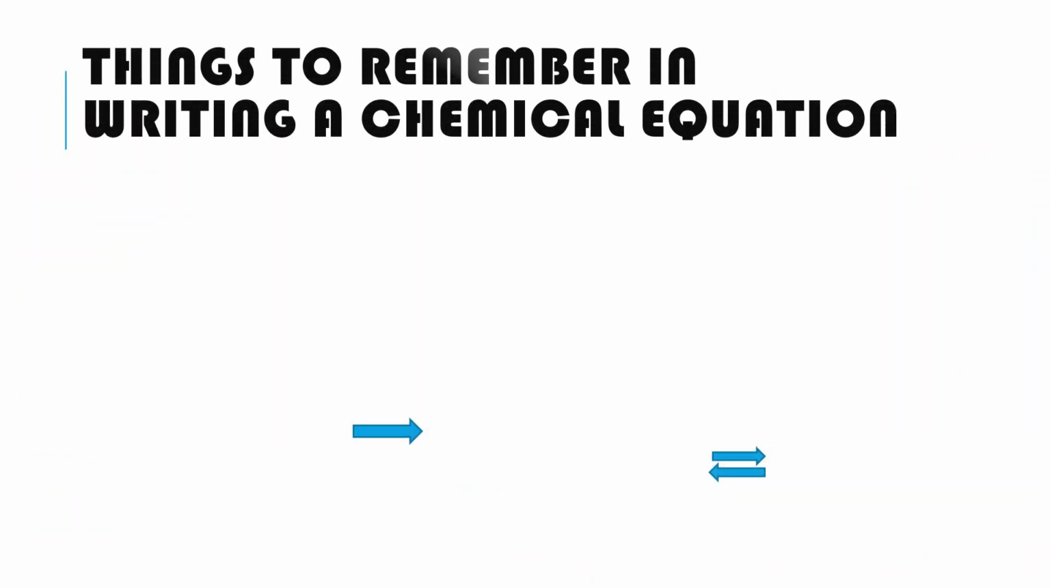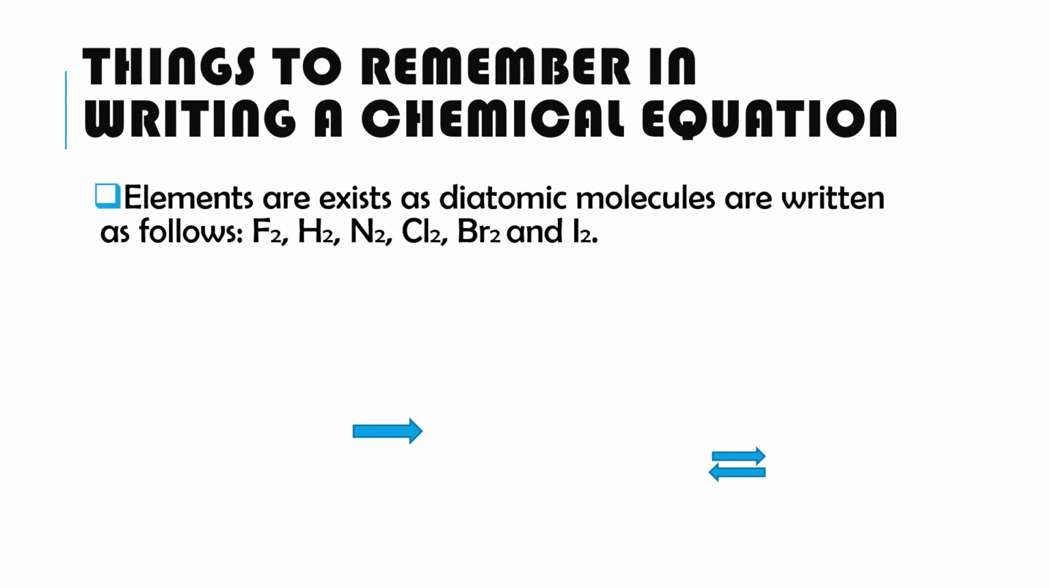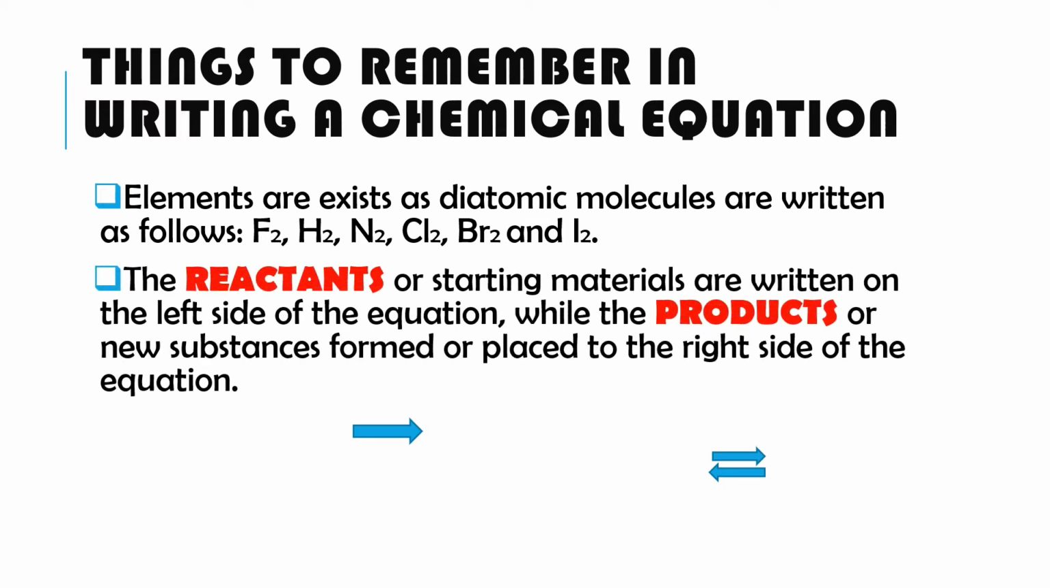Okay, since our topic for today is all about the chemical equation, we're going to identify and recall some things to remember in writing a chemical equation. Number 1, the elements that exist as diatomic molecules are written as follows: F2, H2, N2, Cl2, Br2, and I2. Those are actually elements belonging to the halogen group.